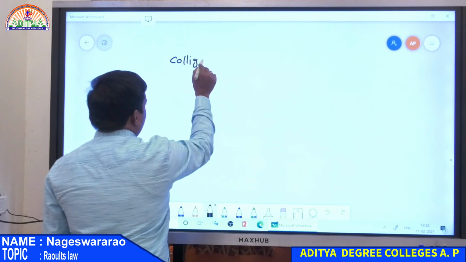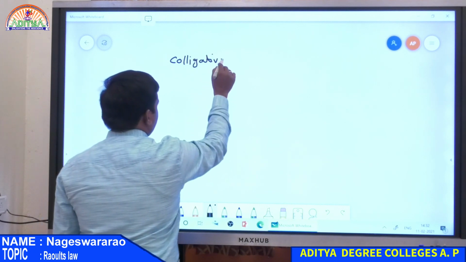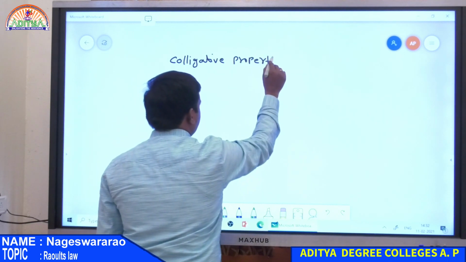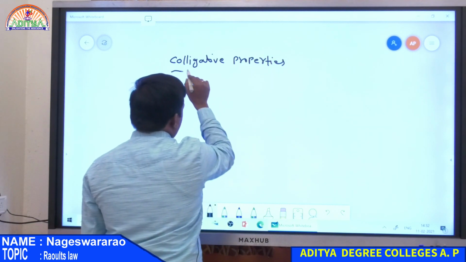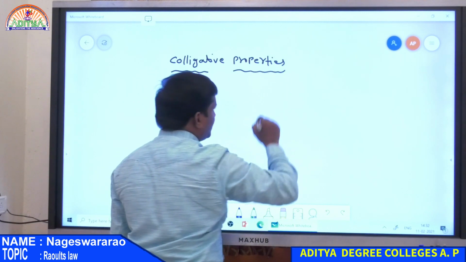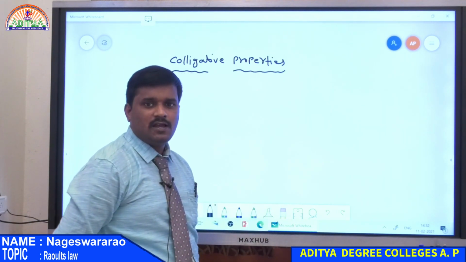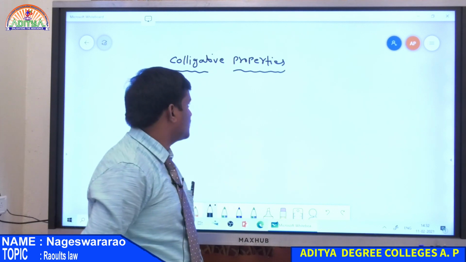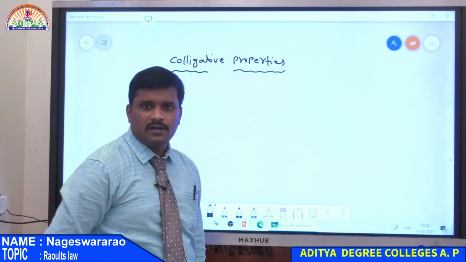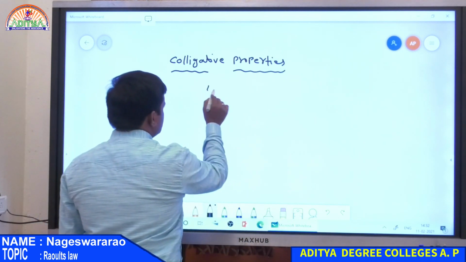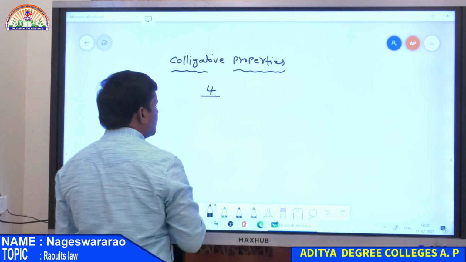So what are colligative properties? Those properties which depend on the number of solute particles but not on their nature are known as colligative properties. For dilute solutions there are colligative properties. There are four colligative properties.